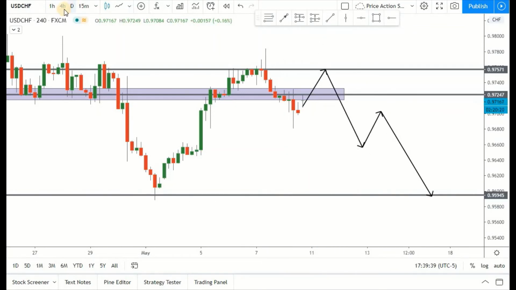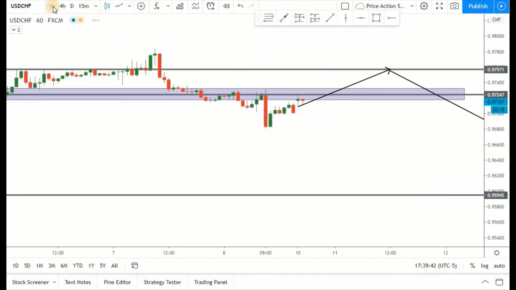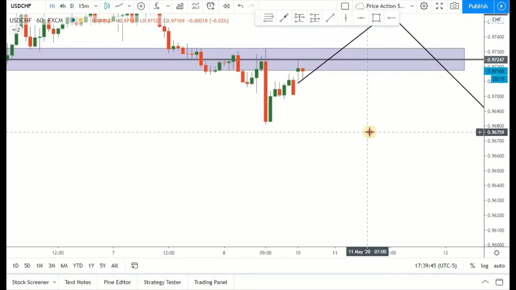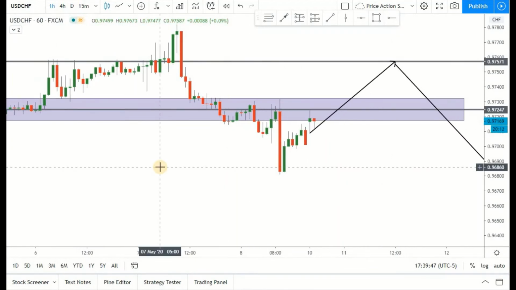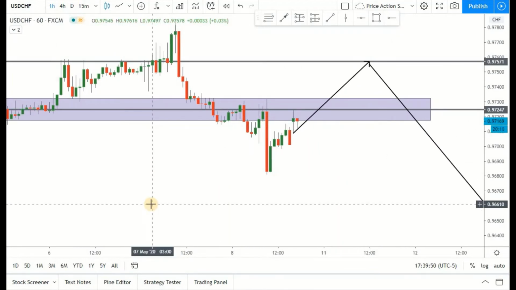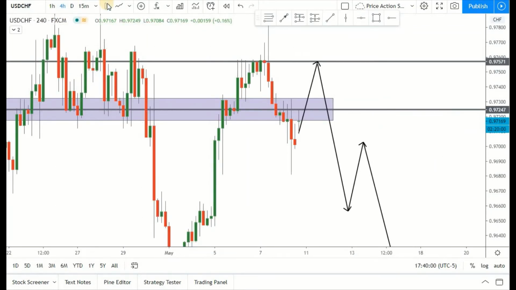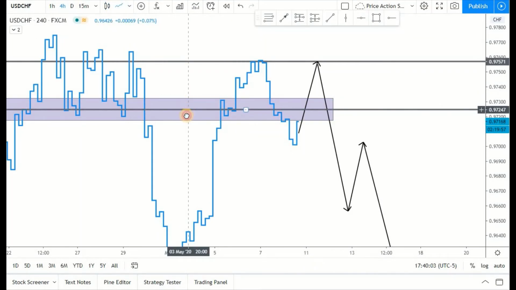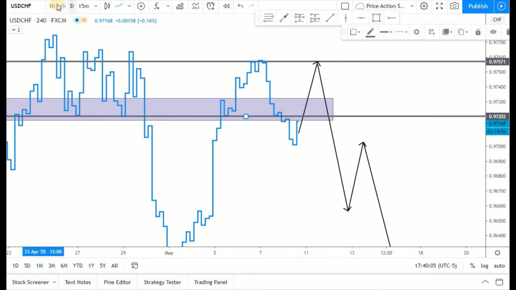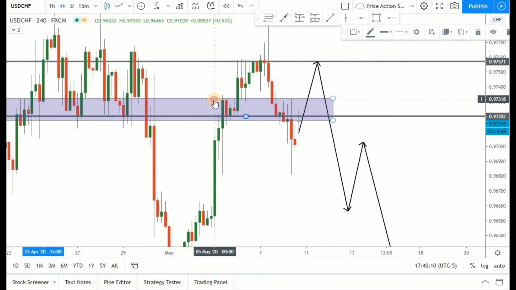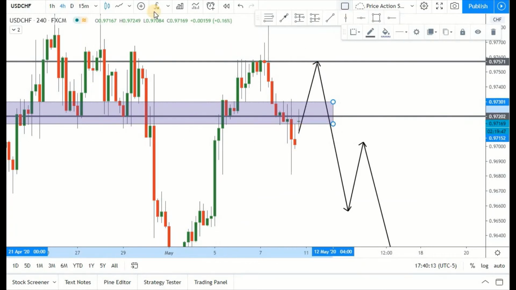Highly unlikely though that we will get a pullback because it's so far away. I think the closest that we can get is around the 0.97 region there. This is the previous level right here, and I'm pretty sure the price is currently testing that level. Yeah, so we could see a fall by Monday.